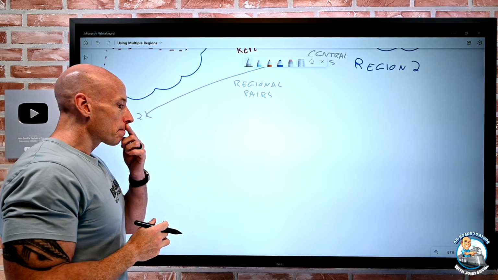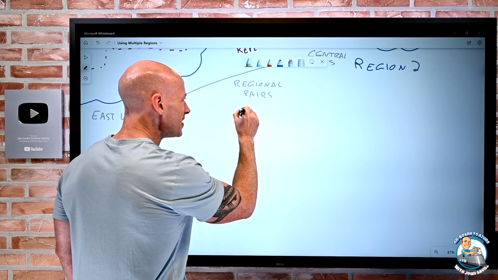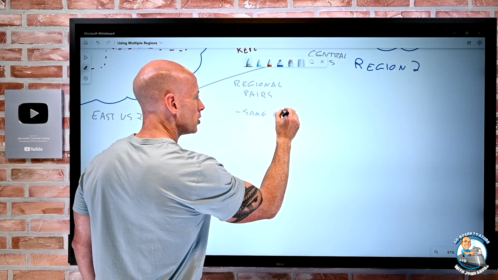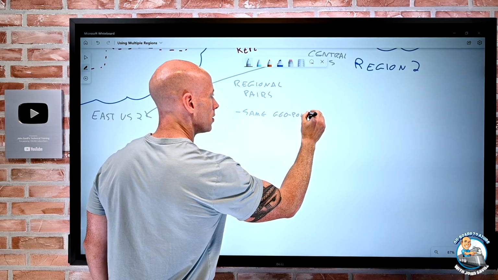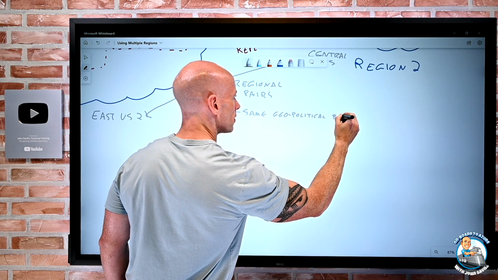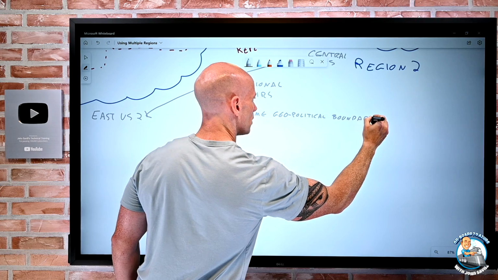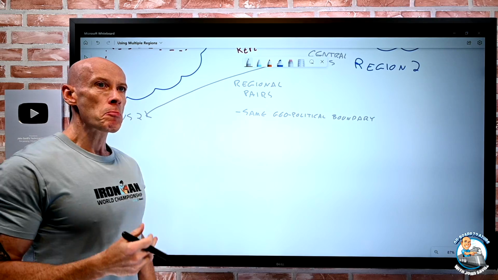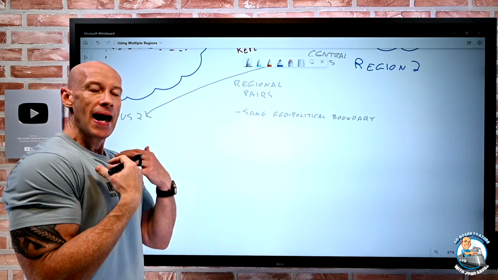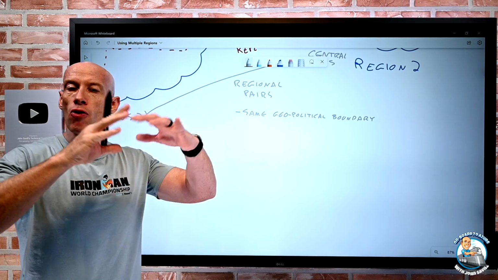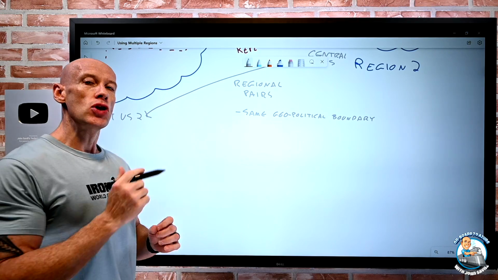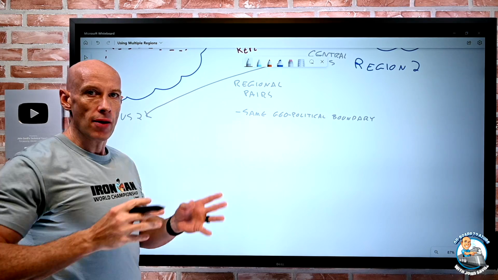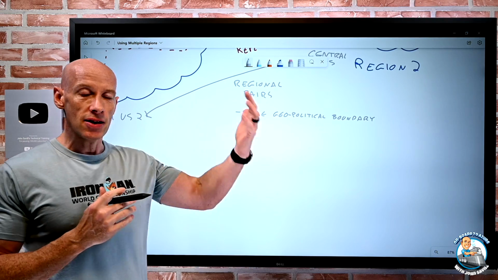So there's a number of things. The first one is, in nearly all cases, it is the same geopolitical boundary. If you think about, I have resources, maybe my data, maybe I'm not allowed to replicate it outside of my country or outside of the European Union or whatever that might be. So when you look at those pairings, the regional pairs are in the same geopolitical boundary. I'm not replicating data outside of my boundary.